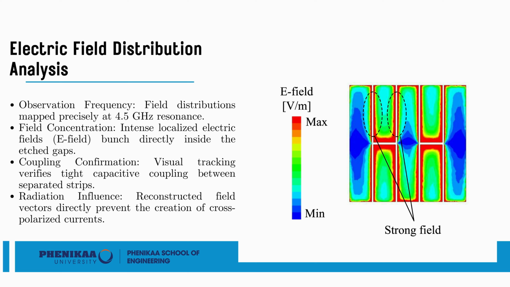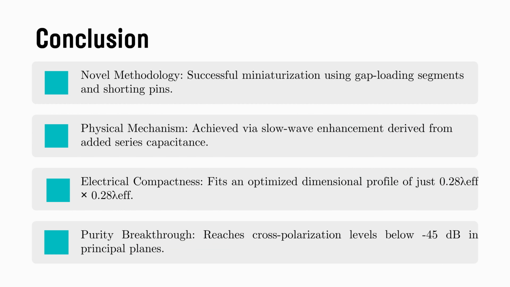It is precisely this uniform capacitive distribution that slows down the wave propagation and restructures the currents to eliminate the unwanted cross-polarized radiation fields. This visual distribution confirms our theoretical circuit analysis, bringing us to the final conclusions of this research paper. In conclusion, this research presents a novel and highly effective method for miniaturizing a quarter wavelength microstrip patch antenna while solving its traditional cross-polarization defects.